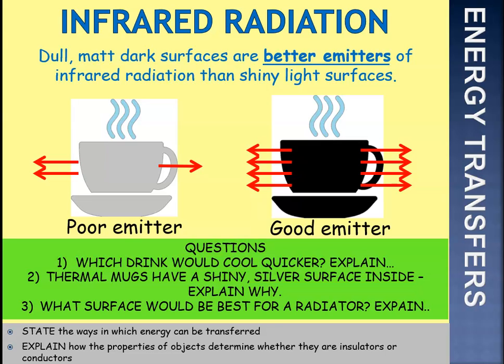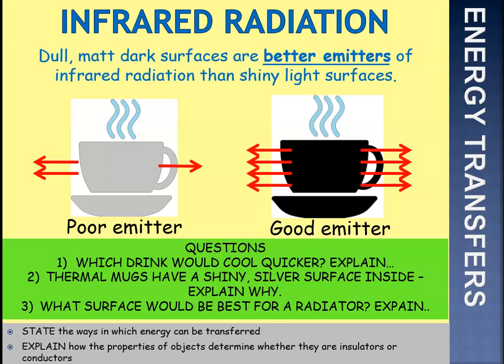Question 2. Thermal mugs have a shiny silver surface inside. Explain why. The silver surface is a poor emitter and it's a great reflector. So if heat energy tries to escape through the form of infrared radiation, it will be reflected back into the cup, keeping the temperature of the liquid inside the cup at the right temperature. Now, not all of it stops there, so it cools down a lot slower. It will eventually cool down to room temperature, but it'll take a long time.